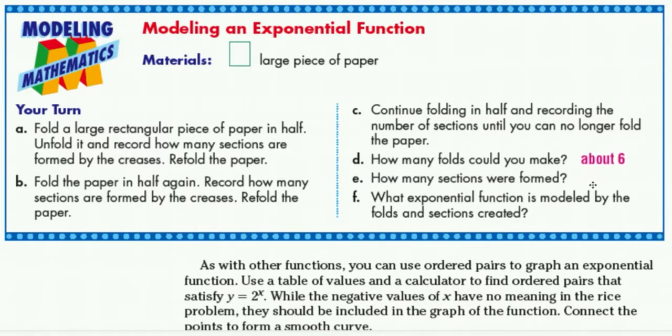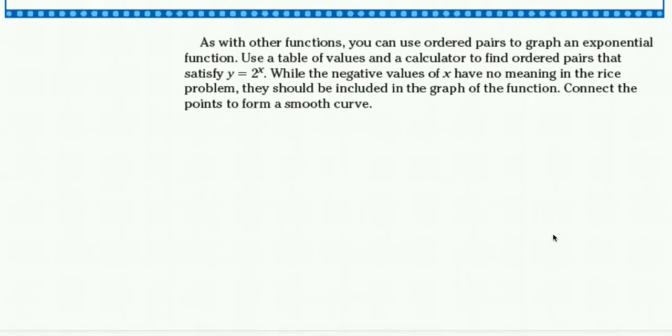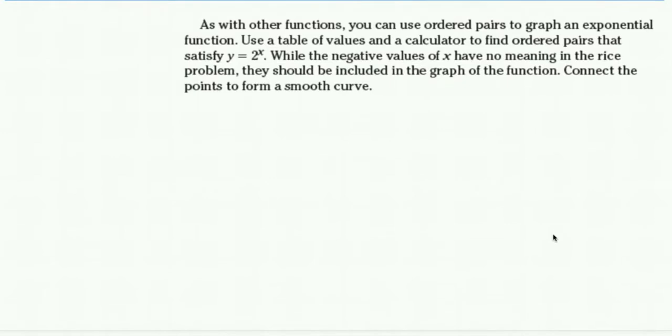It's about probably 6. Okay. And if you do that, how many sections were formed when you fold it 6 times? It'll be around 64. Okay, so what exponential growth is modeled by the folds and the sections created? Again, just like the rice, it's going to be y equals 2 to the x power, just like the one that we saw on the video. Okay, it's interesting how a piece of paper can reach you to the moon.